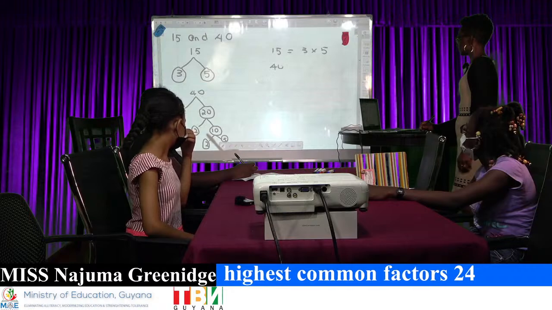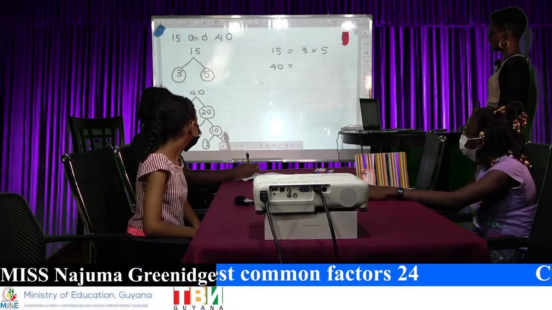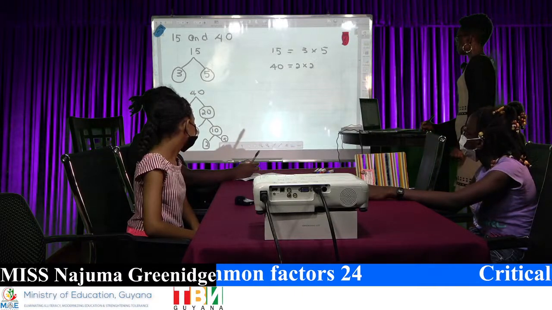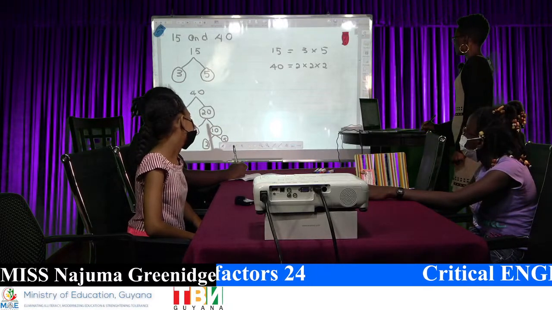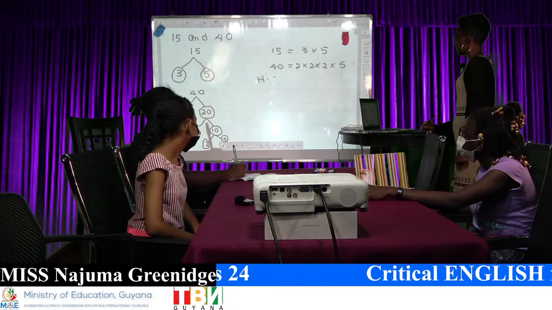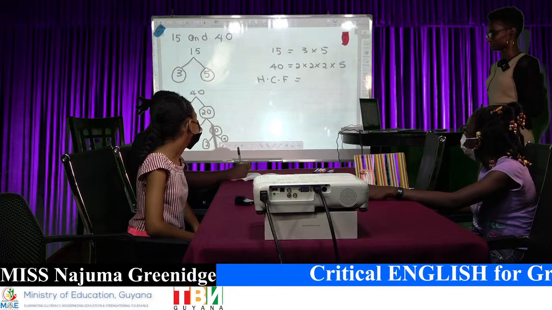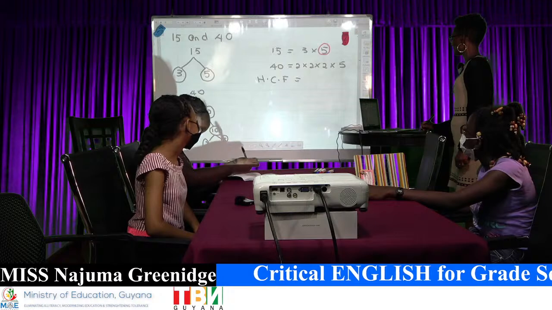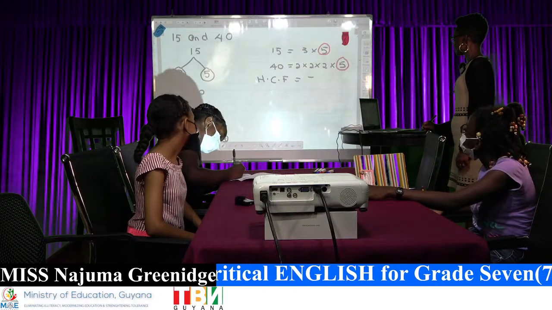40 equals. What are the factors there? How many 2's? 3. Right? 2 times 2 times 2 times 5. So our HCF, we will shorten it a bit. HCF equals, pair it up. 5. There's a 5 here, there's a 5 there. So we account for it once. HCF equals 5.